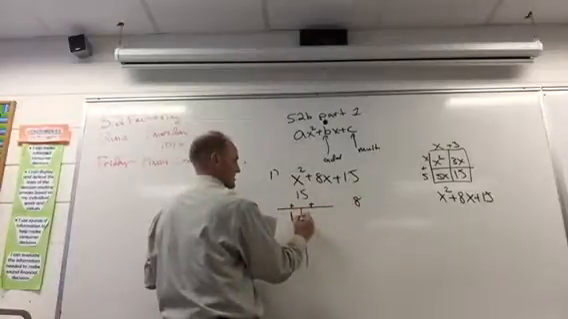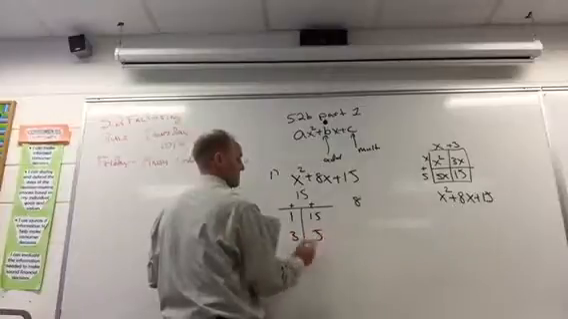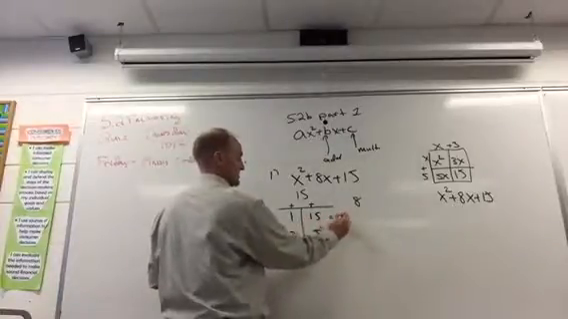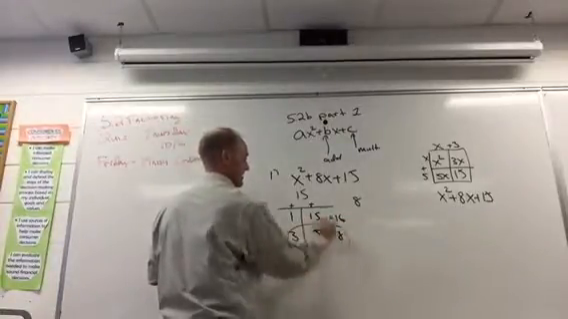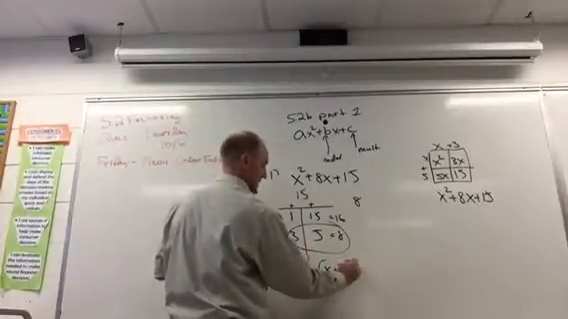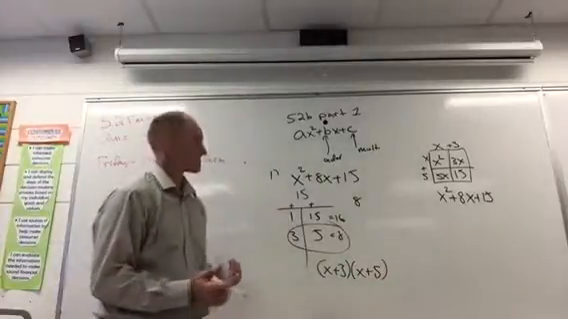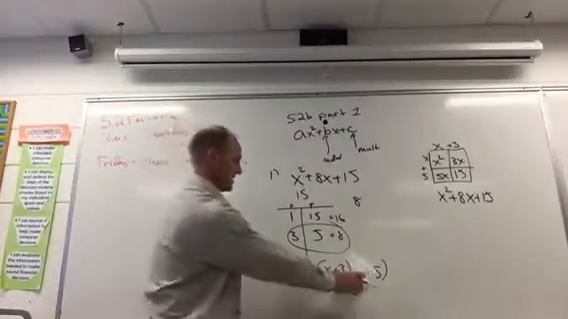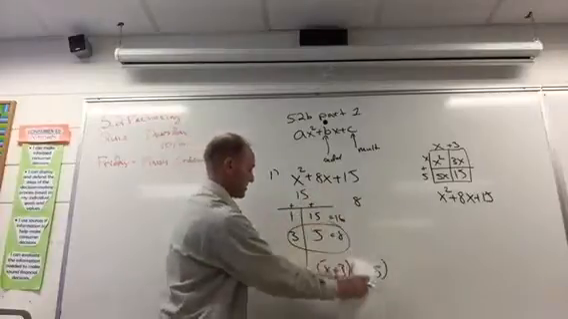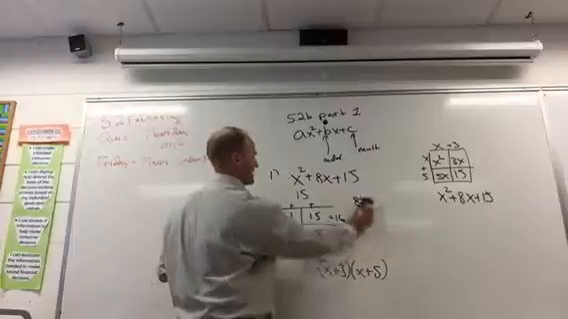So I've got 1 and 15, 3 and 5, both positive. This adds to be 16, this adds to be 8. These are my 2 key numbers. So I write x plus 3, and then this is positive 5. And that's my factored form. And you can sort of see the relationship. These add to be 8, multiply to be 15. All right, let's do one more example, and then I'll let you do some on your own.